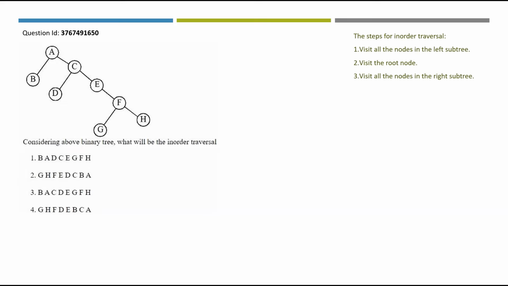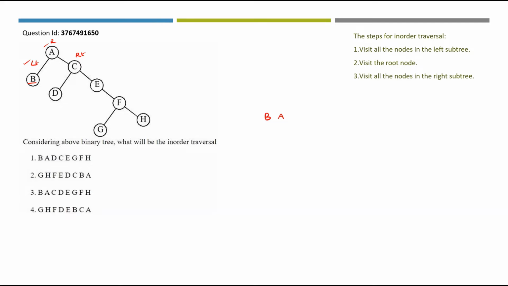What are the steps for in-order traversal? Visit all the nodes in the left subtree, visit the root node, visit all the nodes in the right subtree. So we'll start with the left subtree. We don't have any left or right here, so we are selecting B first. So let's take this as right and this as left. This is root. So now left is done. What about the second step? We have to visit the root node. So we are considering A here. So this is also done.